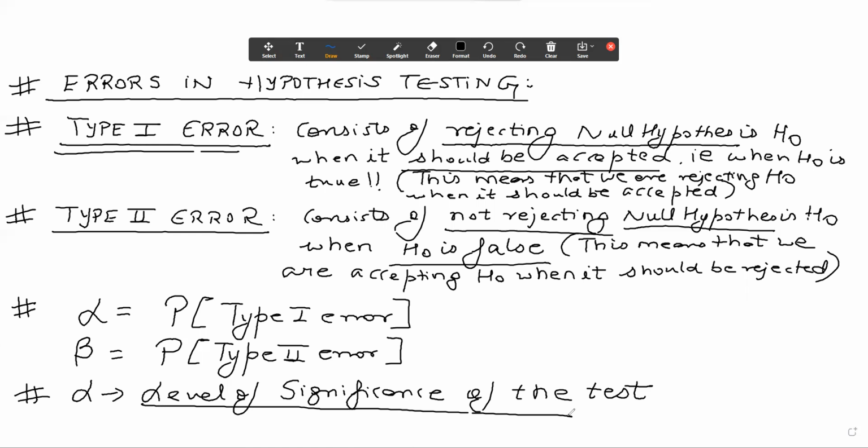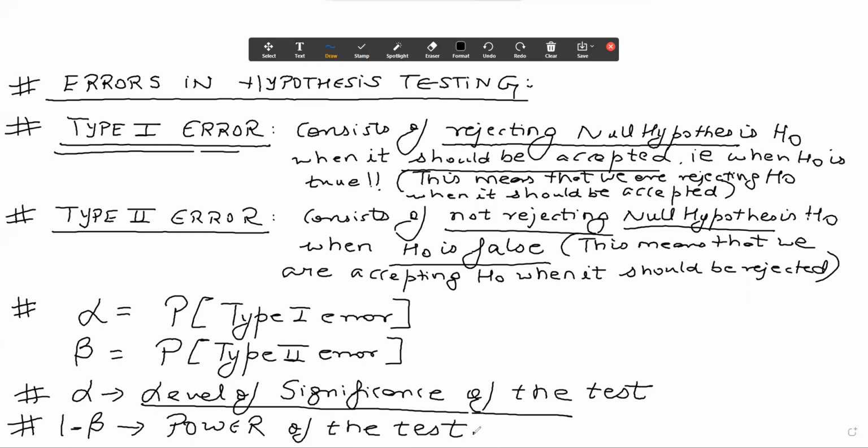Suppose I make a null hypothesis and eventually I am accepting it. It means my result is not significant, not different. Significant means what? Different. But suppose I make a null hypothesis and eventually I reject it. It means I've discovered something different. So that is called significant. I hope students are getting comfortable with the terminologies. Alpha is called the level of significance of the test, and 1 minus beta is called the power of the test. So I hope students have understood this.